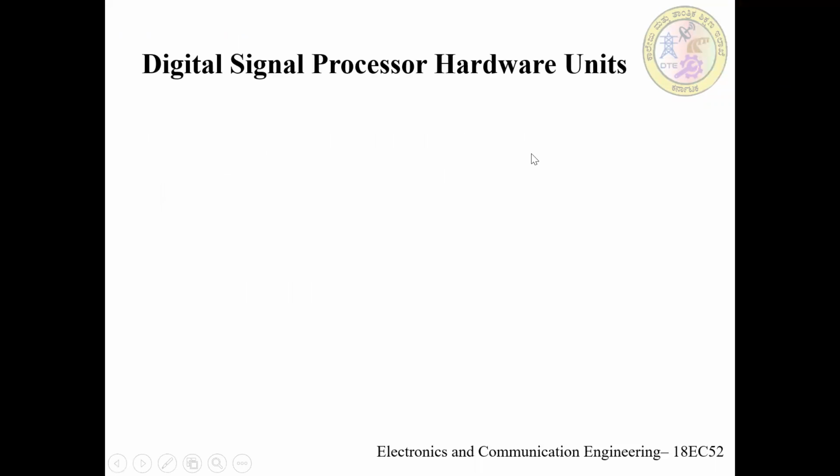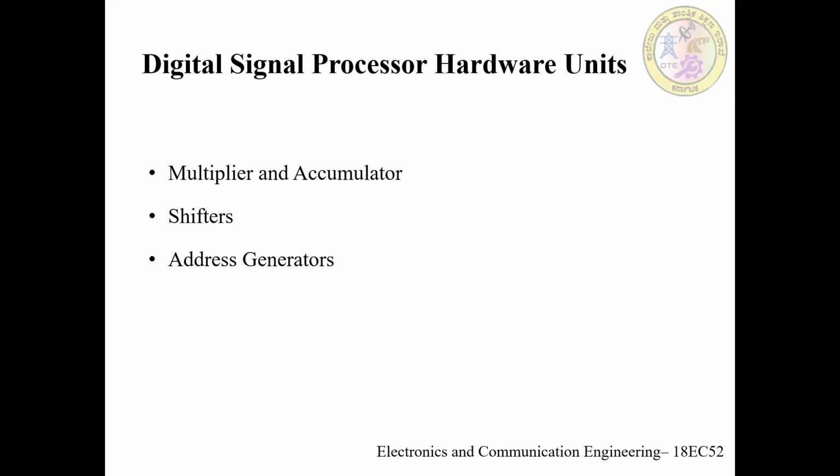So to begin with, the digital signal processor hardware units. A multiplier and accumulator unit, shifters, and address generators. All these are special building blocks available in our digital signal processor architecture, which are not available in a general purpose microprocessor.